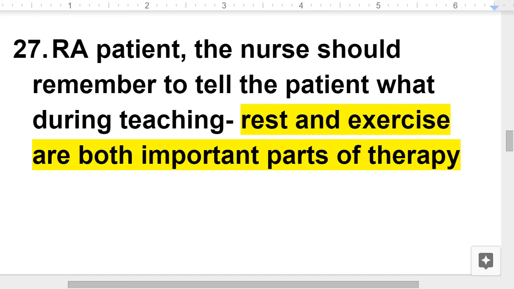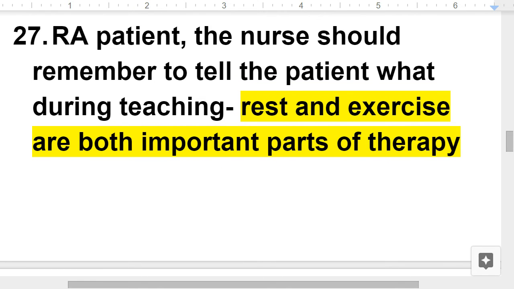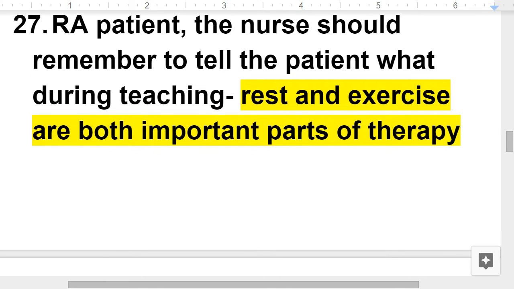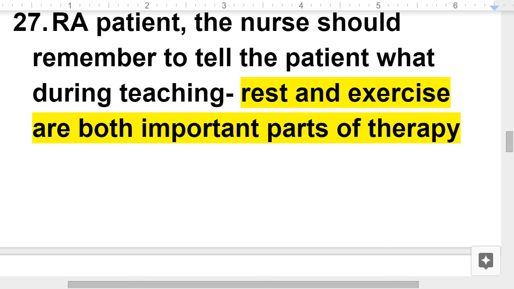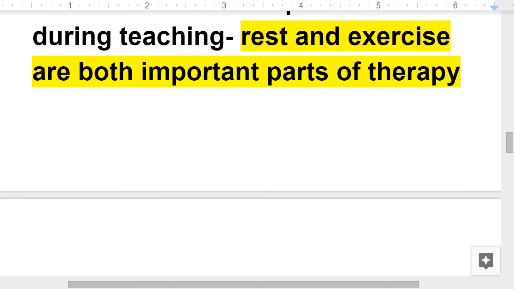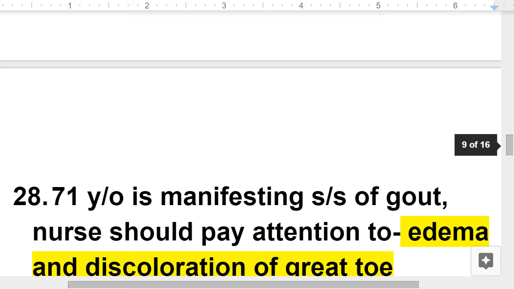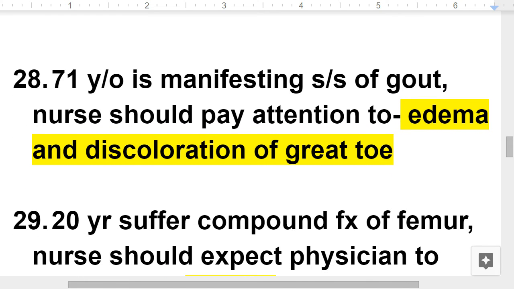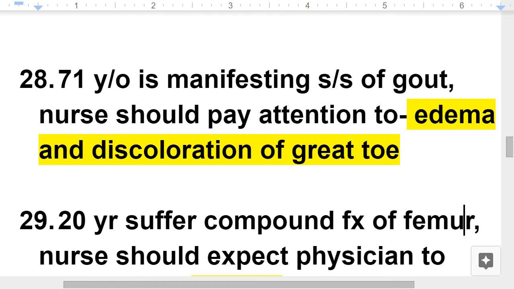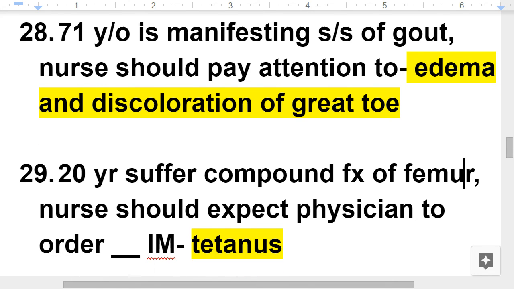RA patient, what should the nurse remember to tell the patient during teaching? Rest and exercise are both important parts of therapy. So you better tell them to have rest and exercise for the RA patient. A 71-year-old is manifesting signs and symptoms of gout. Nurse should pay attention to what? Edema and discoloration of great toe. That is about gout.